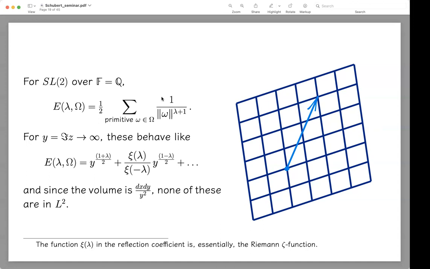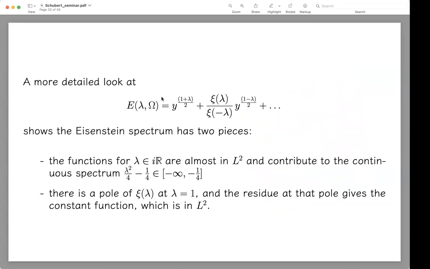So from the exponents, you see that this is never an L2 function because the measure of integration is dx dy over y squared. And if you square this expression, there will always be at least one term which is not integrable with respect to that measure. However, if I look at it more closely, then I realize that if my lambda is purely imaginary, then this is borderline L2: the L2 norm diverges, but only borderline diverges. So it makes sense it will contribute to the discrete spectrum.